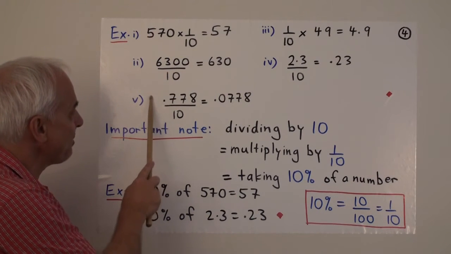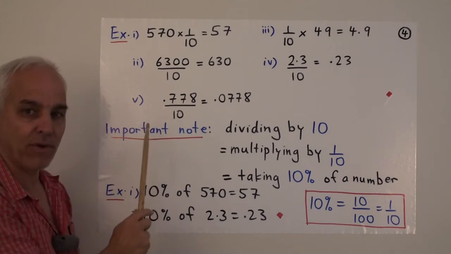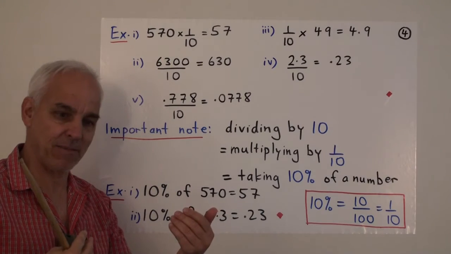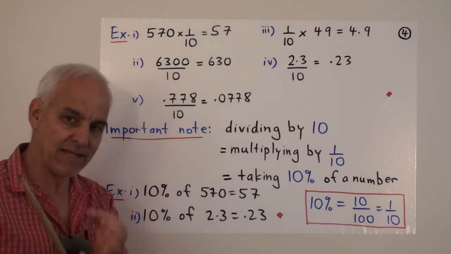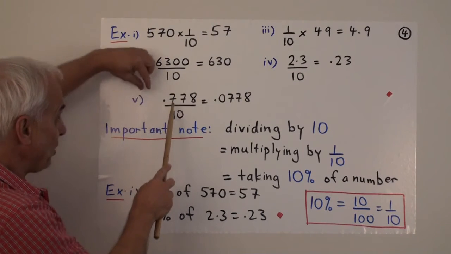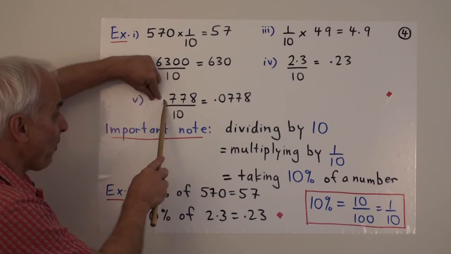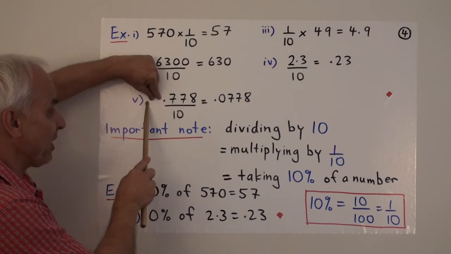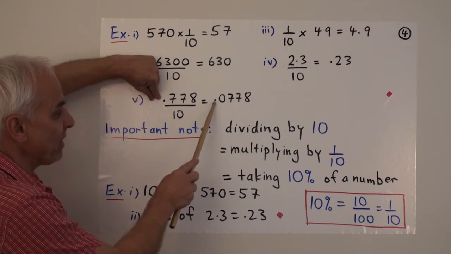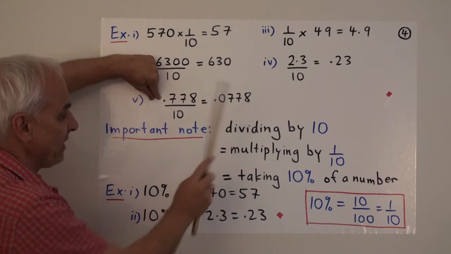Well, what we do is we just imagine a 0 here as a placeholder. The point of the zeros in the Hindu-Arabic system is to act as placeholders. So if we think of a 0 as being there, then we do have room for the decimal point to move over. It can just move in front of the 0, giving us 0.0778.